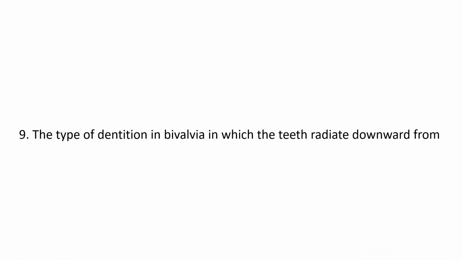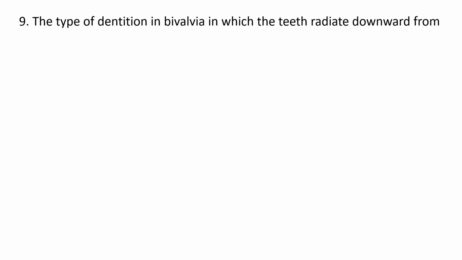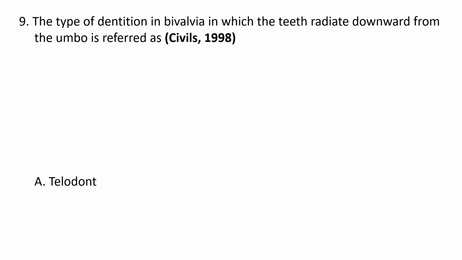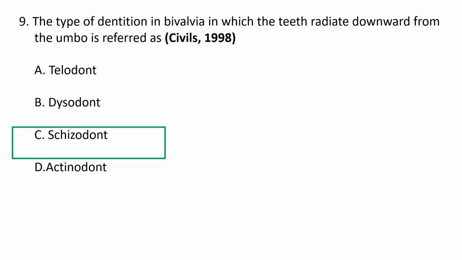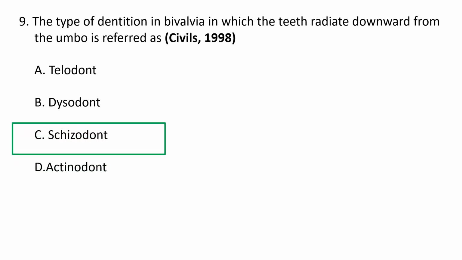Next question. The type of the dentition in bivalvia in which the teeth radiate downward from the umbo is referred to as A. Taxodont, B. Dysodont, C. Schizodont, D. Actinodont. So the correct answer is C. Schizodont. It is the type of the dentition in bivalvia in which the teeth radiate outward from the umbo. So C. Schizodont is the correct answer.